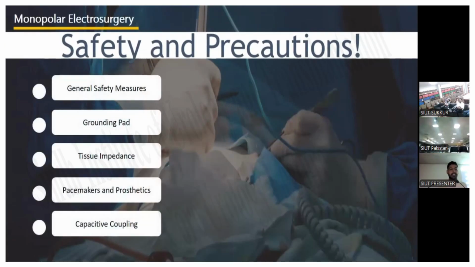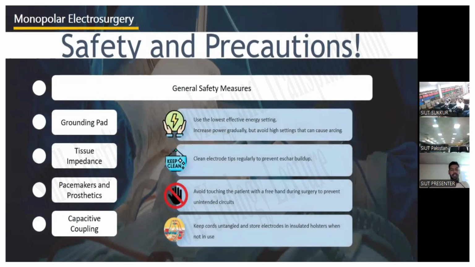So as I mentioned, monopolar is more destructive than bipolar because the current is passing through the body. So there are various safety protocols and precautionary measures that should be taken while using monopolar electrosurgery. The general safety measures are that the lowest effective settings should be used, the electrode tips should be properly cleaned every time, and touching the patient with a free hand should be avoided while doing the surgery.